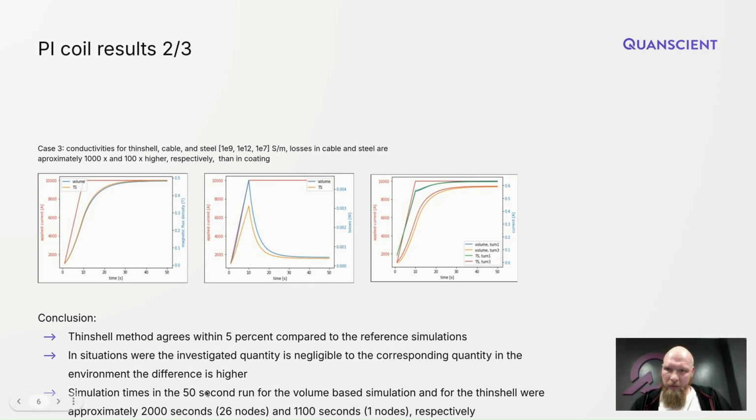If we compare the simulation times, for example, in this 50-second case, it took about 2000 seconds and 26 nodes for running the volume-based model, and half of that for the Thinshell simulation with only one node. So here you can see already a big difference in simulation time, and you can save many core hours as well using the Thinshell method here.